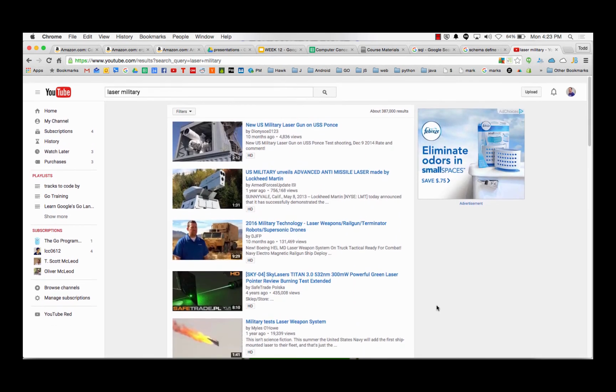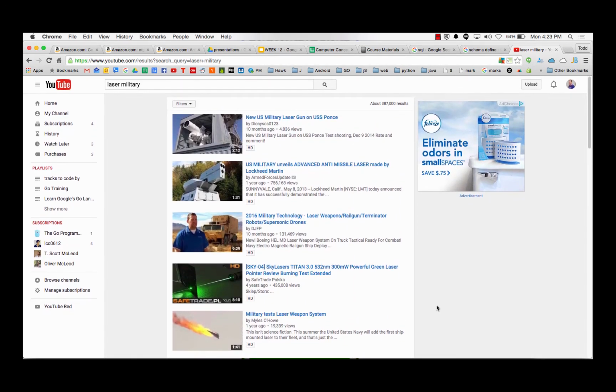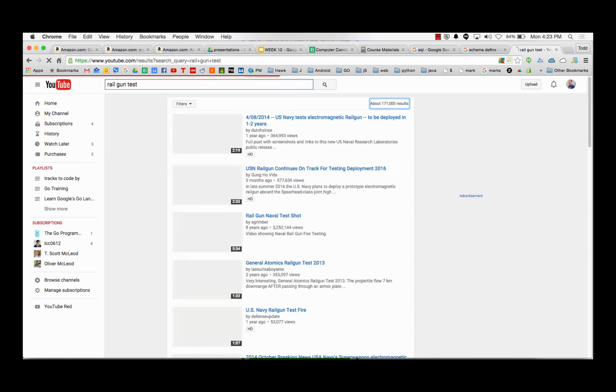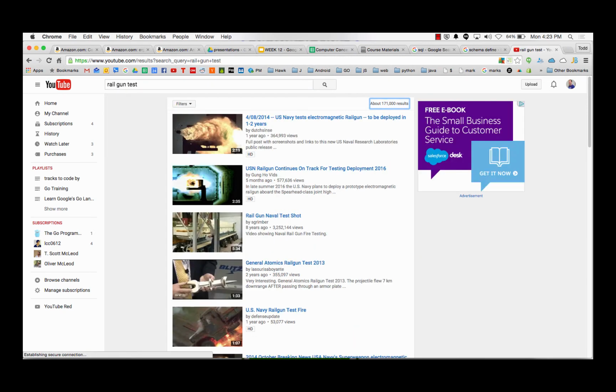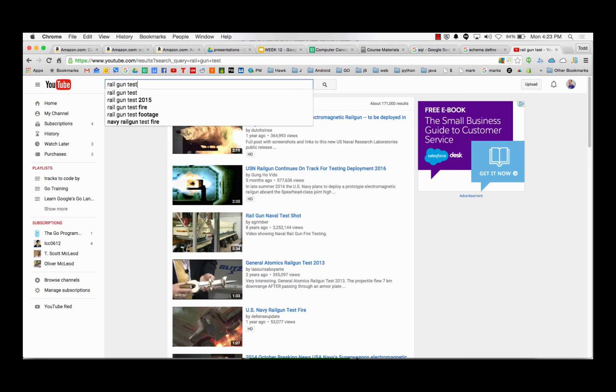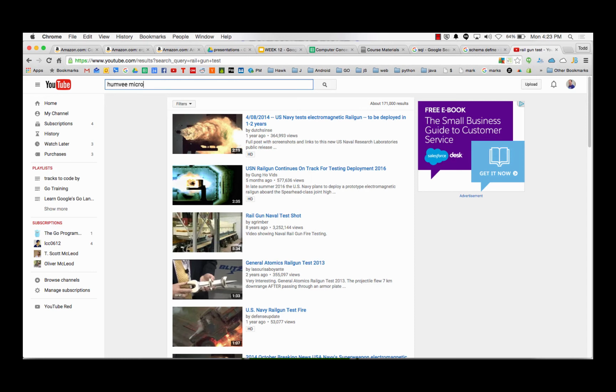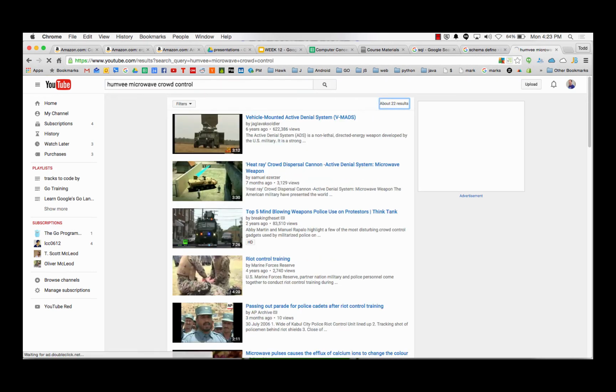They also have the railgun stuff. The railguns. Oh yeah, railguns are bad. And then they have that weird sort of dish that they put on top of some Humvees. I don't know what that is. It's like it gets rid of all the cockroaches, puts out a high frequency. No, it actually shoots out a microwave, and it's supposed to be used as crowd control.